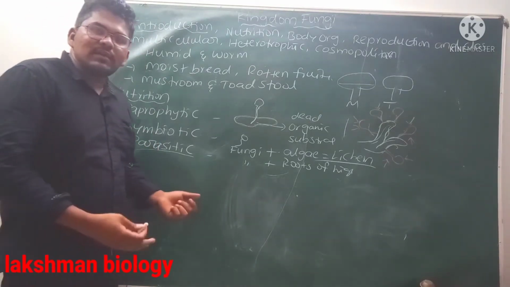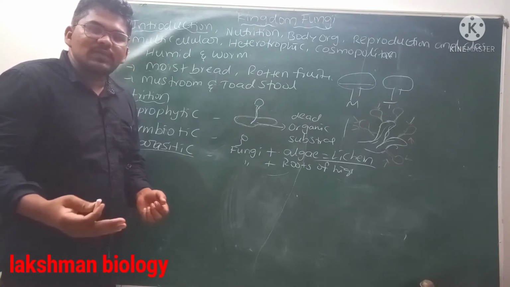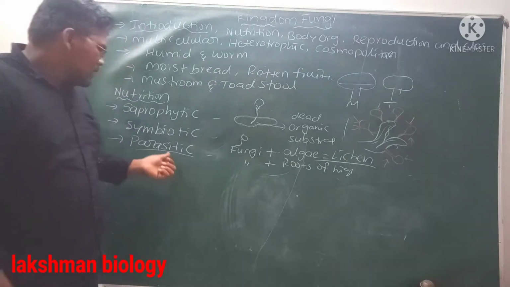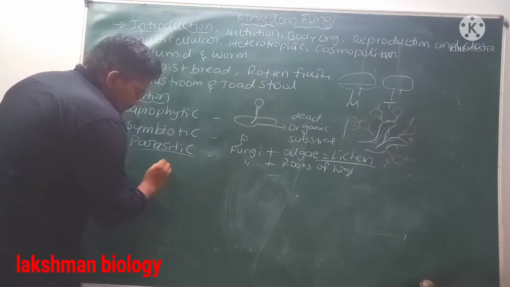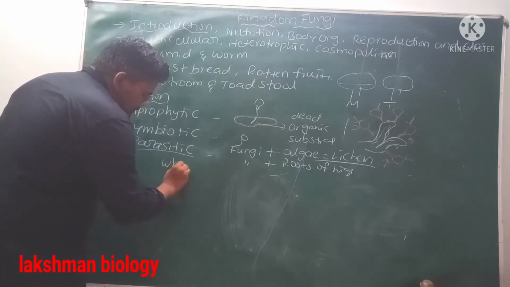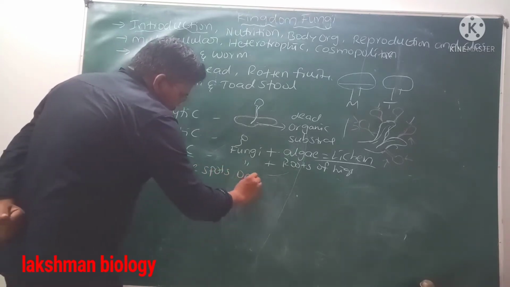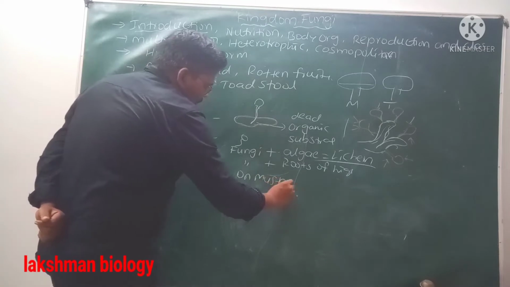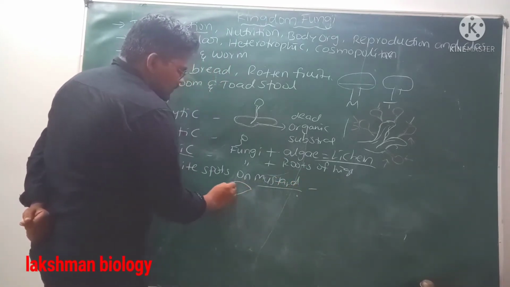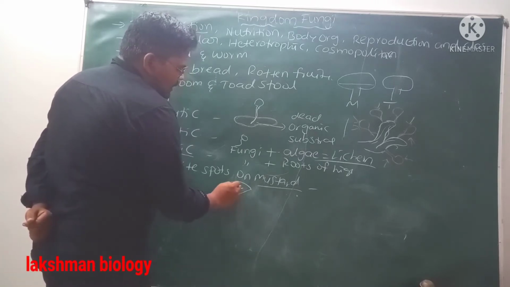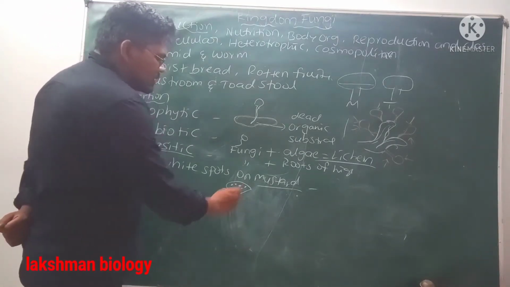Here the fungi is the parasite. The organism from which it takes food and shelter is the host. For example, a few types of parasitic fungi cause disease. An example for that is white spots on mustard. Mustard is one type of plant. This is the leaf of mustard. On the mustard leaf we can see the white spots.